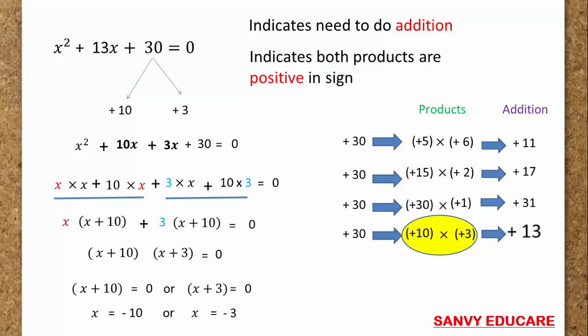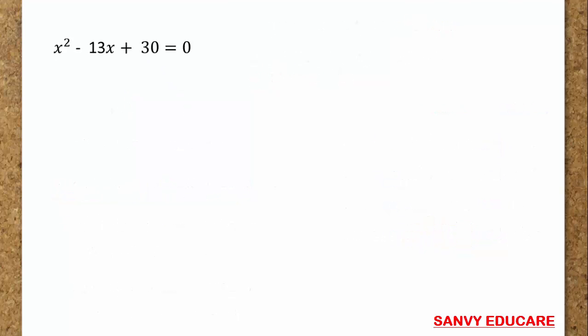Now let's move to the new quadratic equation: x square minus 13x plus 30 is equal to 0. You can check that the middle sign is now negative. The numbers are the same but the equations are different. So what to do here? First of all, we check the sign before the constant term, 30, and it is plus. This sign indicates that we need to do addition only.